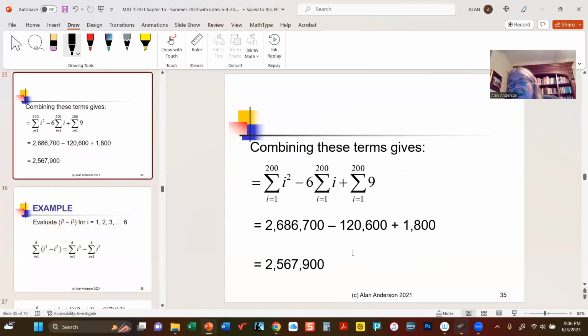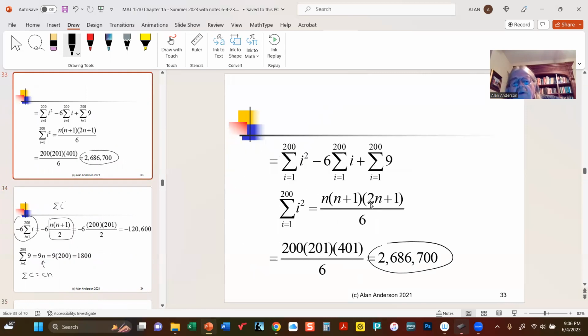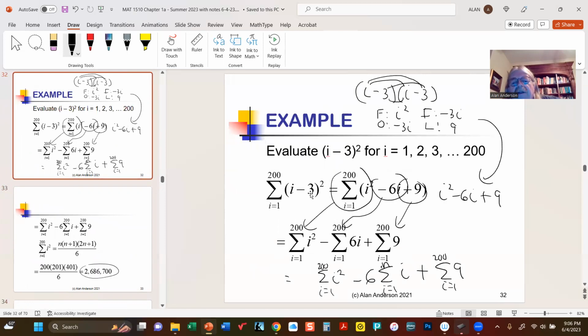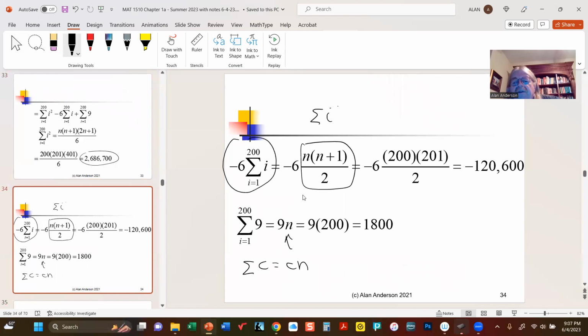Now, we can certainly confirm this, not by hand, of course, but by going to Excel or something like that. It's nice to know that we can break it up like this and treat each term separately, because I think you'll agree that's a lot quicker than trying to do this directly. There may not be a formula for i minus 3 squared, but we can certainly rearrange it algebraically to find something that we do know formulas for.